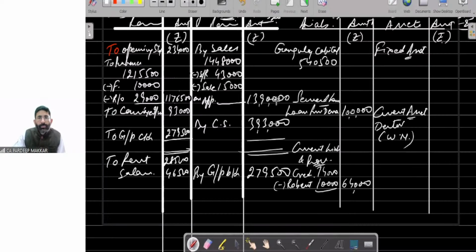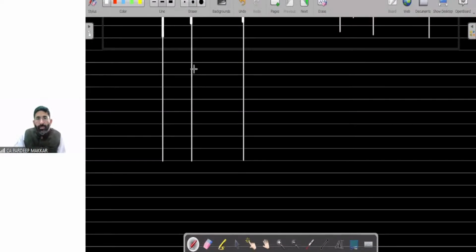Outstanding interest on loan. So how much is outstanding, that you have to calculate in a working note. Here give the working note. First, interest on loan. Okay, so 1 lakh is the loan, and he has already mentioned it, see adjustment number 4th.